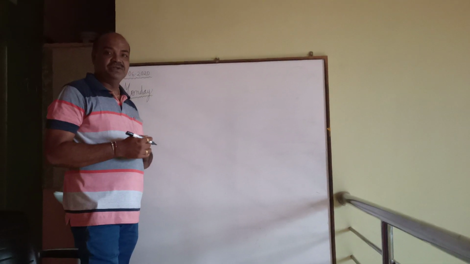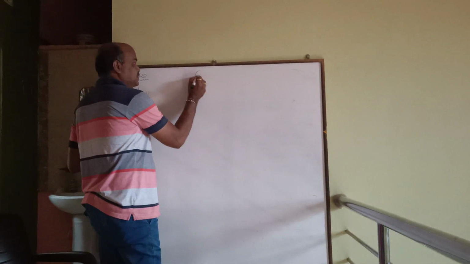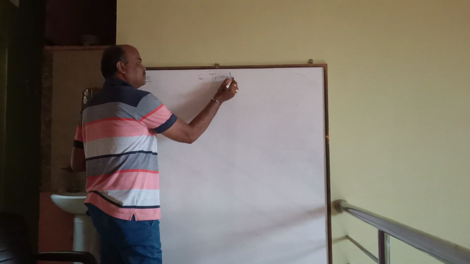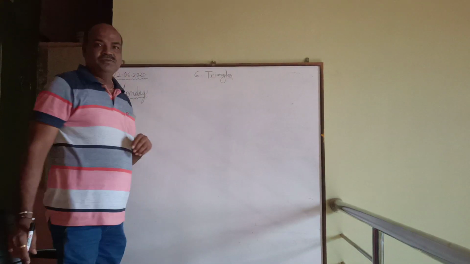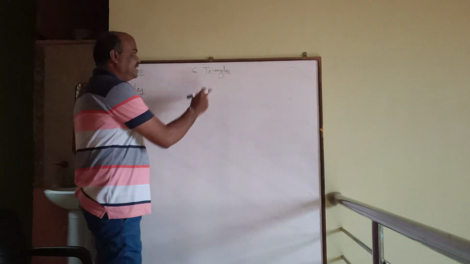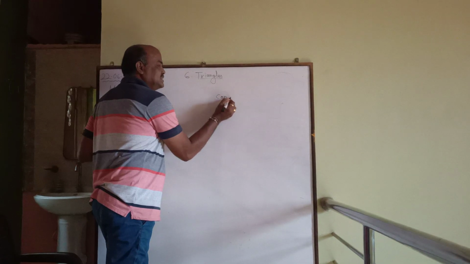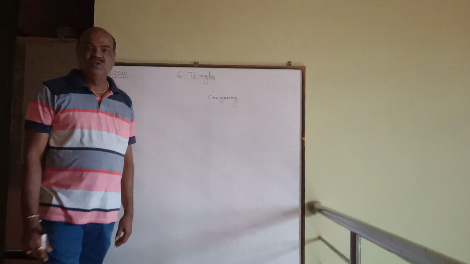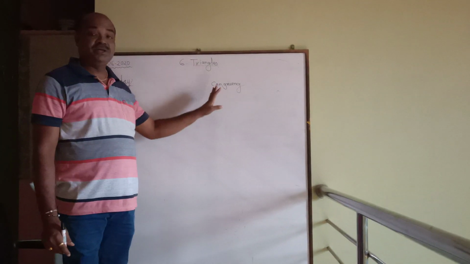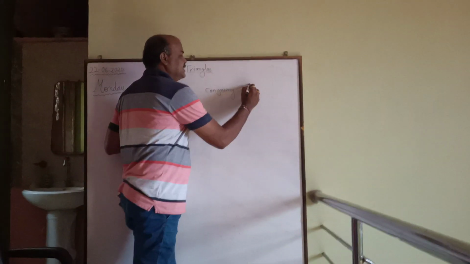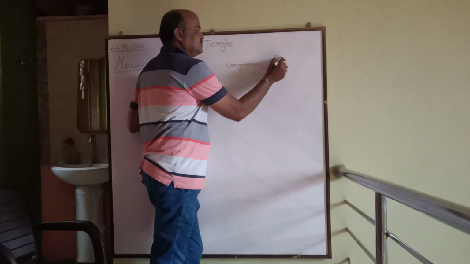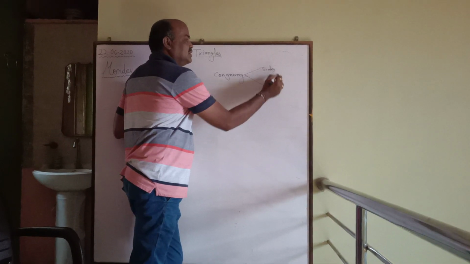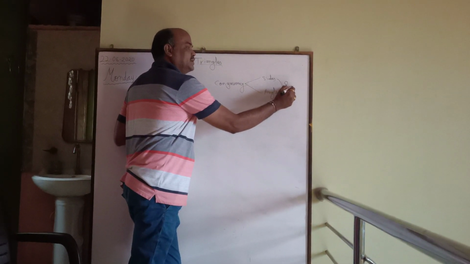We are going to start our new lesson, the sixth one, triangles. We know, students, up to last year, we dealt with the congruency of two triangles. Two triangles are said to be congruent if their sides as well as their angles are equal or congruent.